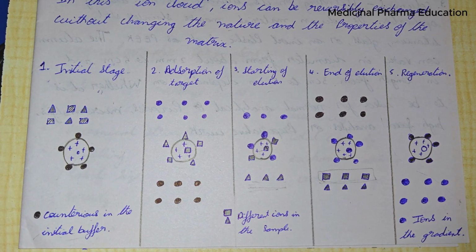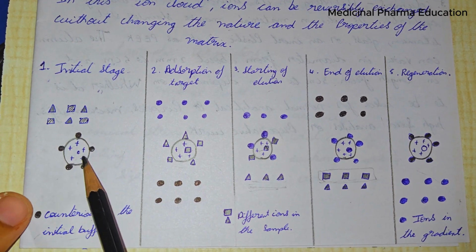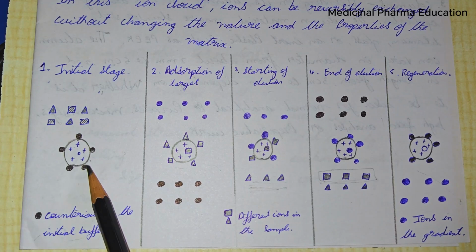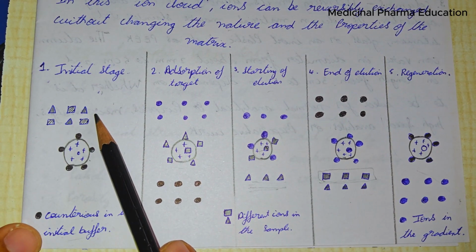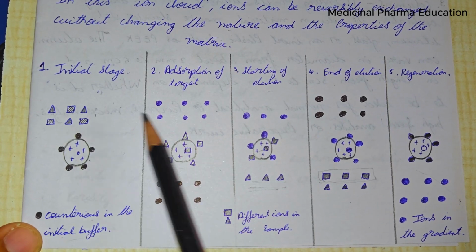There is nothing complicated. First we add the initial buffer which binds to the stationary phase. The initial buffer is then replaced by the mixture.